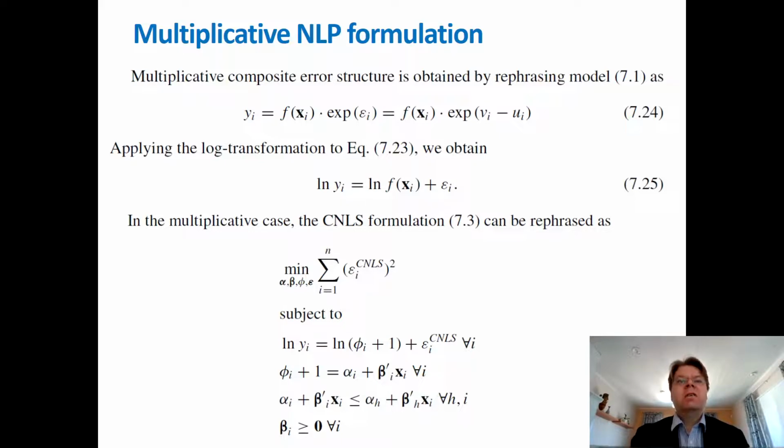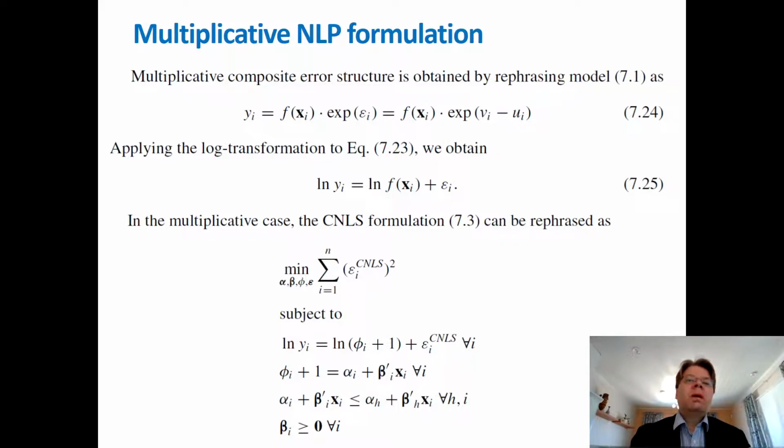The appropriate formulation is stated on the bottom part of this slide. We still minimize the sum of squared deviations, but now as the dependent variable we use the log of y, and we introduce a new variable, which I have indicated as Greek phi i. Phi i is also a model variable, with a separate equation: phi i plus 1 equals alpha i plus the vector product of beta i and x i. We still have the system of inequality constraints, which I have referred to as the Afriat inequalities, and we impose that the beta coefficients are greater than or equal to 0.